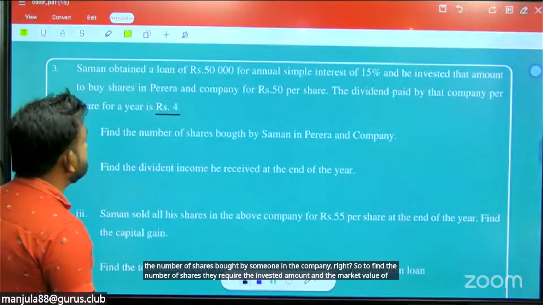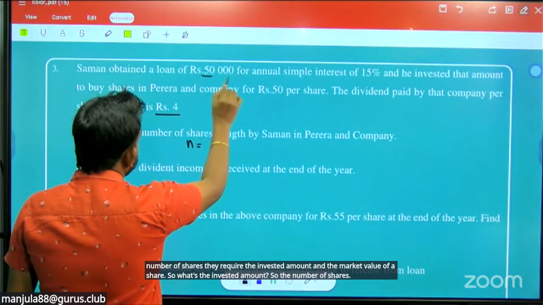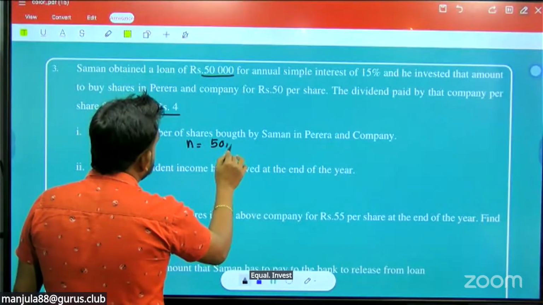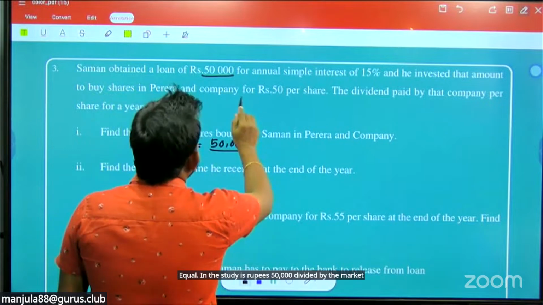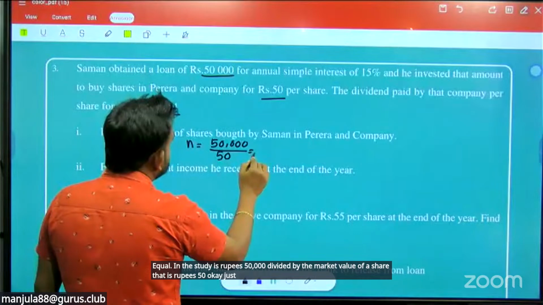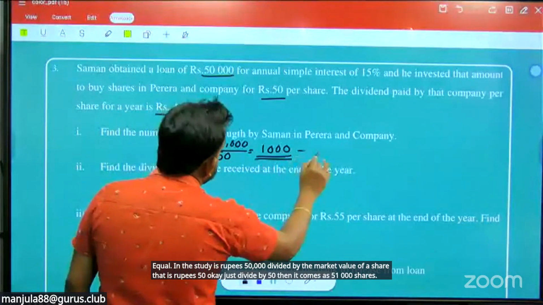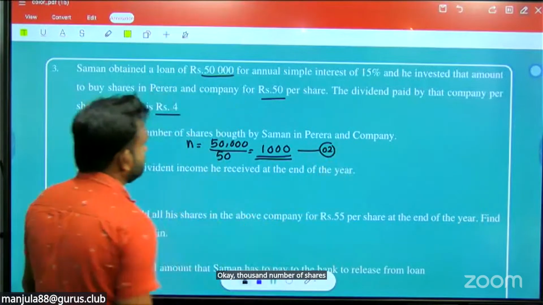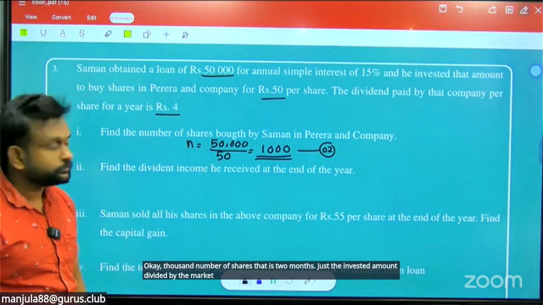Right, so to find the number of shares, they require the invested amount and the market value of a share. So what's the invested amount? So the number of shares equals the invested amount, rupees 50,000, divided by the market value of a share, that is rupees 50. Okay, just divide by 50. Then it comes as 1,000 shares. Okay, 1,000 is the number of shares, that is 2 marks. Just the invested amount divided by the market value of a share.